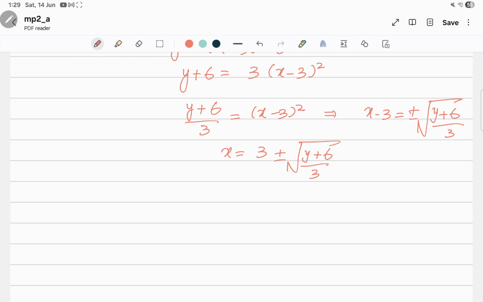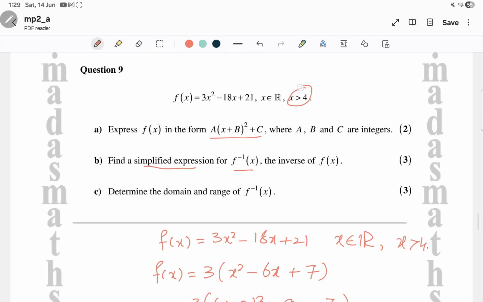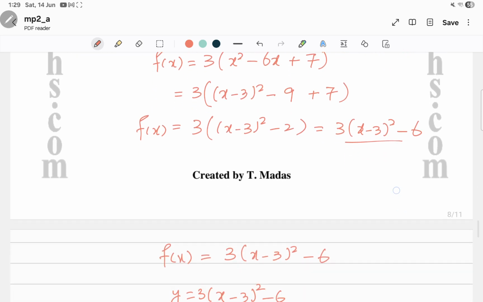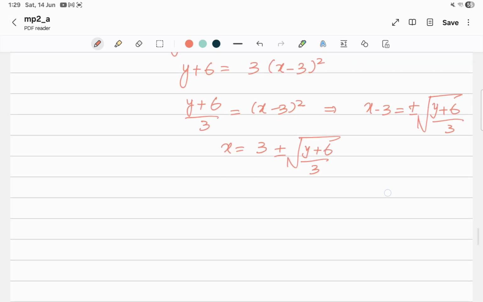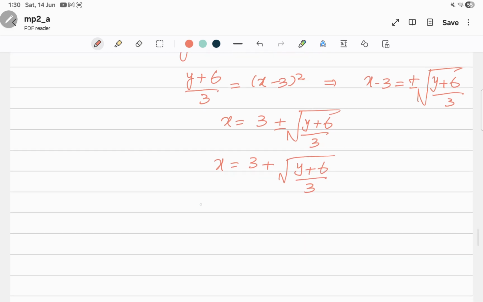Now you know that in the question it's given that x is more than 4. So if x is more than 4, we should consider the positive root to make the value of x more than 4. So x equals 3 plus the root of (y plus 6) over 3. Now if you replace your x with f inverse of x and y with x, you get your inverse. So this is f inverse of x.